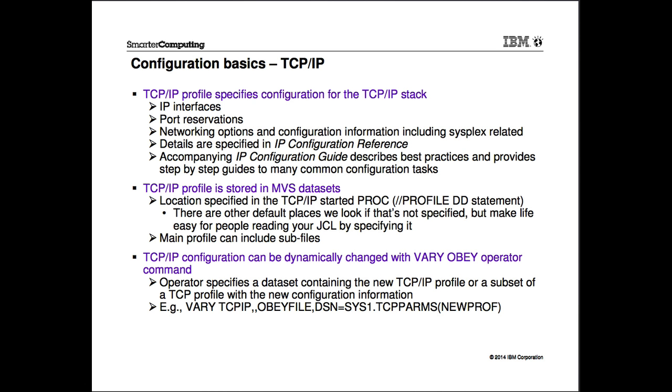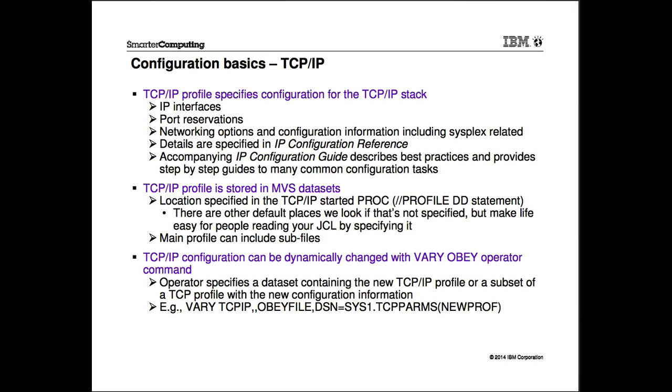So remember, there is a TCP/IP half and there is a VTAM half. So we'll start off with the TCP/IP half. Obviously, you have to have a TCP/IP profile. That's the configuration file that configures the TCP/IP stack. In the TCP/IP profile, you specify your IP interfaces, things like port reservations, networking options, Sysplex related stuff. And the IP Configuration Reference, which is probably about a 700-page manual, provides the details and reference information. And we also provide an IP Configuration Guide, which gives best practices and provides recommendations and step-by-step guides to common configuration tasks.